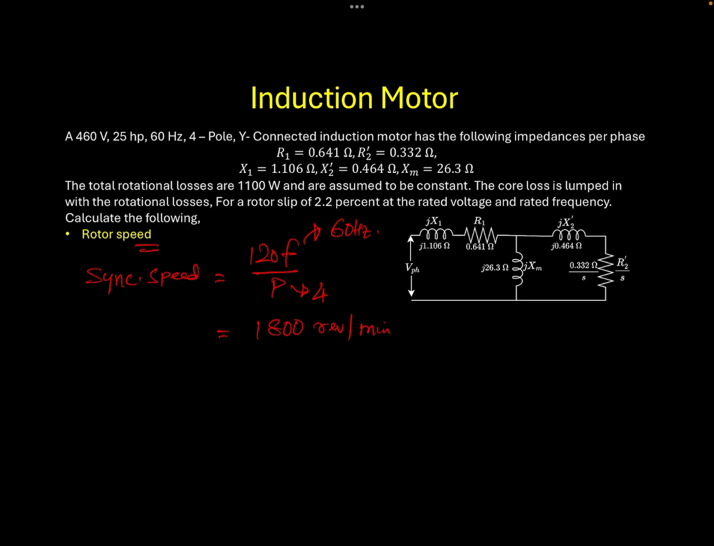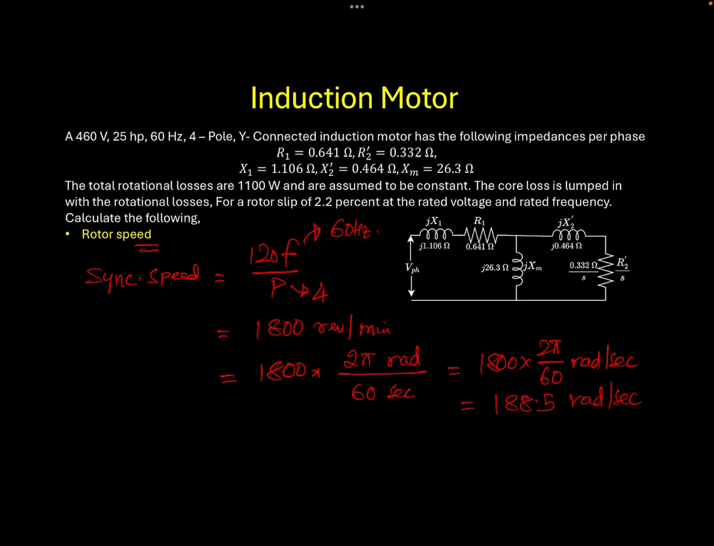The same value of the synchronous speed can be given in terms of radians per second. Each revolution is 2 pi radians and every minute is 60 seconds. So if you use this, you will have 1800 multiplied by 2 pi upon 60 radians per second as the synchronous speed. This value we will get as 188.5 radians per second.